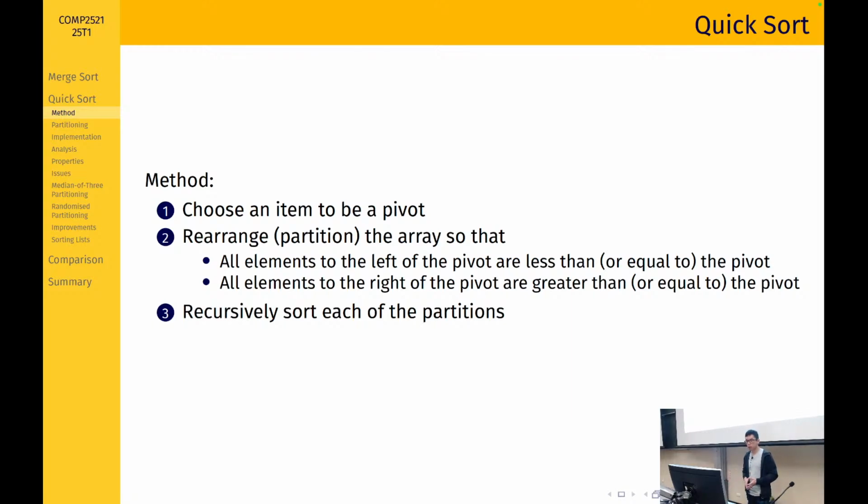Okay, so how quicksort works is it uses items called pivots. First of all, it chooses an item from the array to be a pivot. The purpose of the pivot is that it's going to rearrange the array so that all the items to the left of the pivot are smaller, or less than or equal to the pivot, and all the elements to the right of the pivot are greater. After it has partitioned the array in that way, it's going to recursively sort each of the partitions.